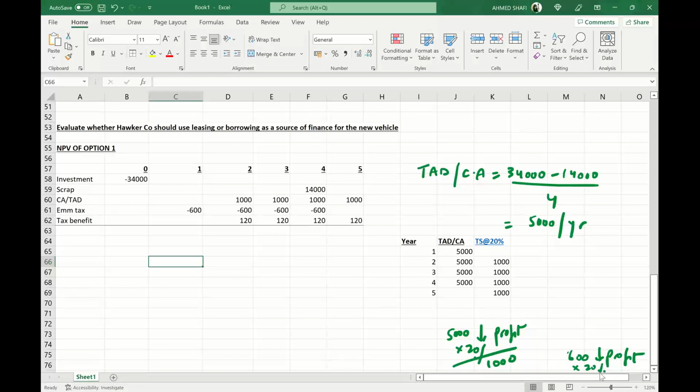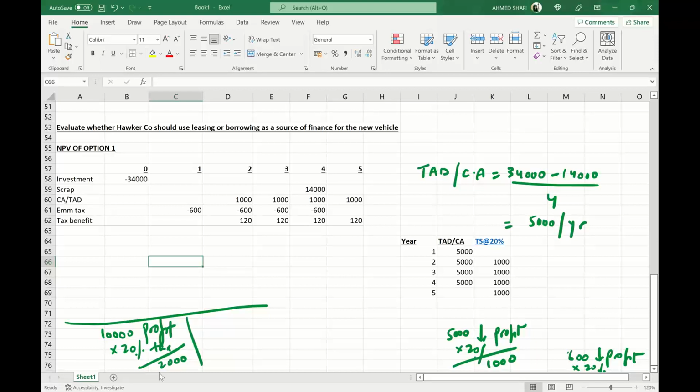Take it like this. Your profit is, let's suppose, 10,000. For example, profit is 10,000. How much tax you have to pay? 20%. 2,000.